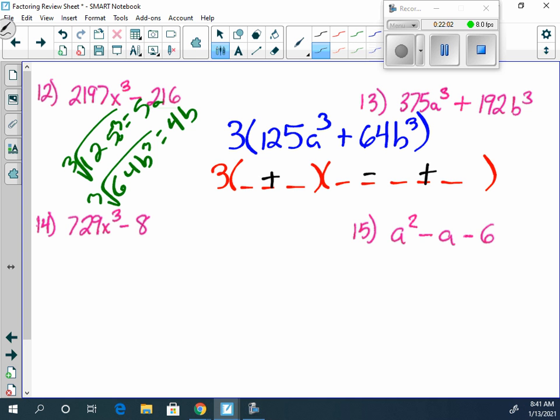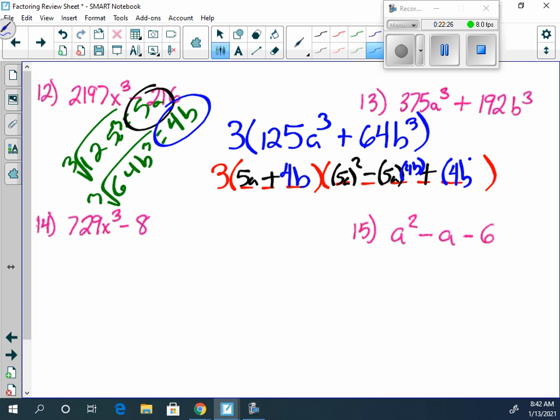Now the first set of numbers I'm going to plug in is the 5a. So we'll have 5a, 5a squared, and in the middle we'll have 5a. Now our other term is the 4b. So we'll have 4b, 4b, and 4b squared.